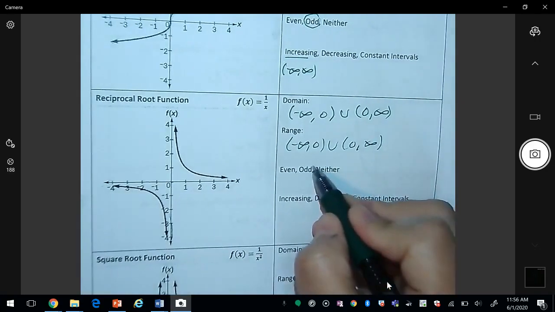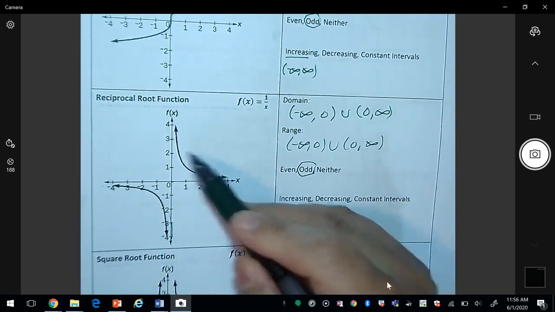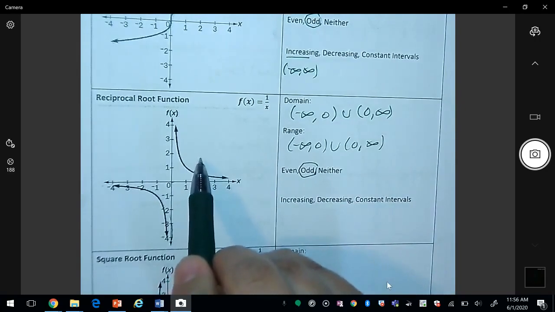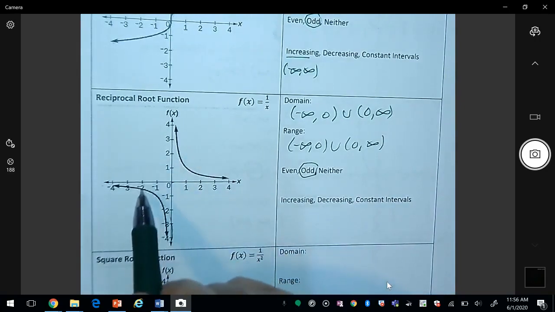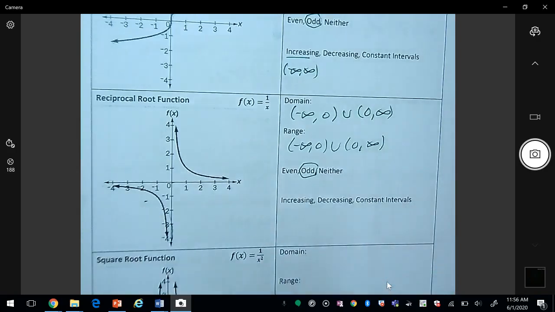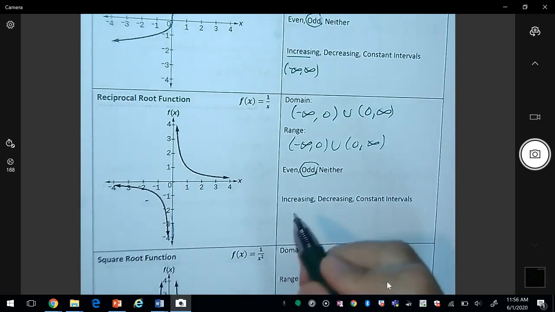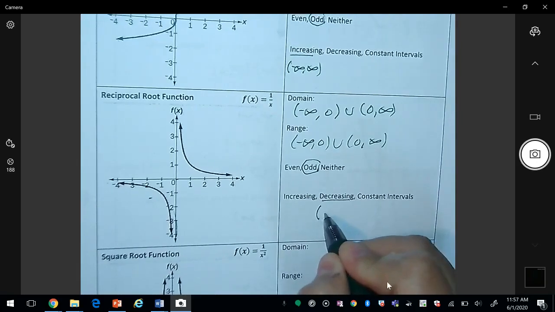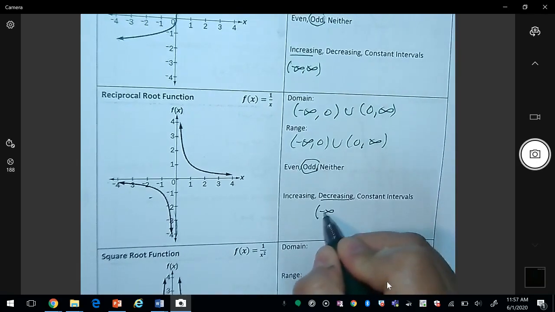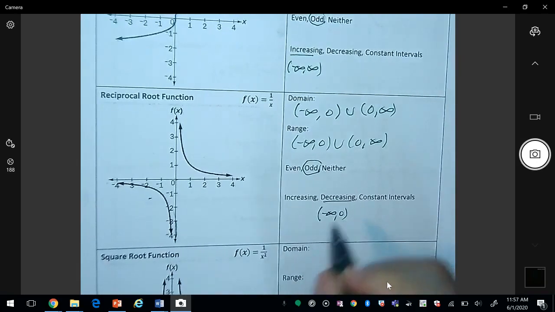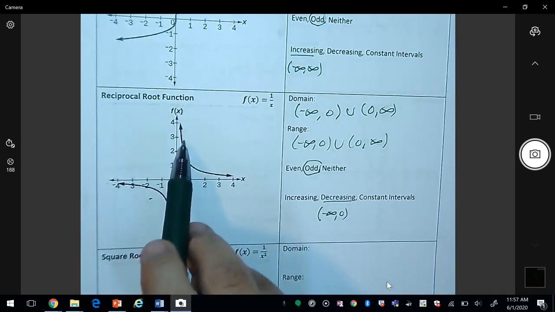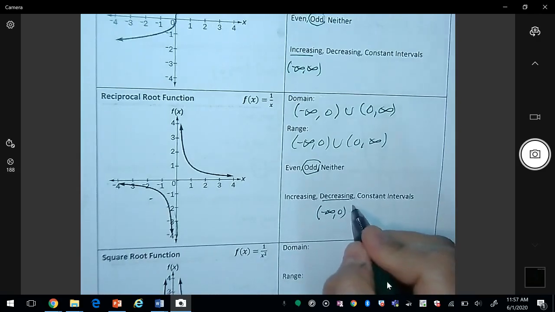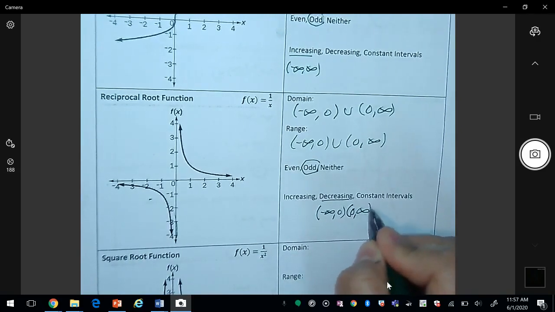This function is odd since you have symmetry on the origin. If I fold it this way, it lands here, and then I fold it down and it lands here. Then we have that the graph here is decreasing from negative infinity to 0. And then the graph is also decreasing from 0 to infinity.